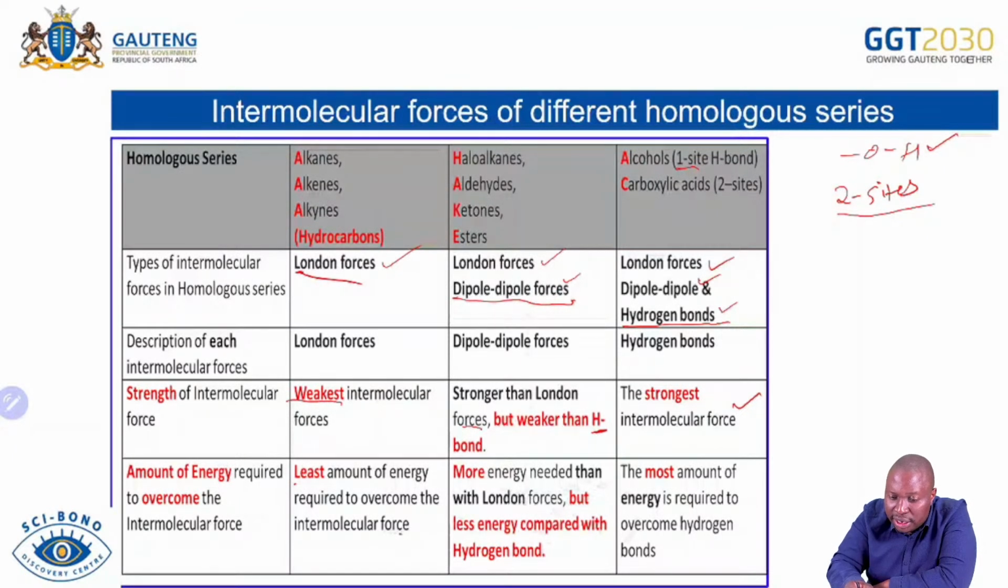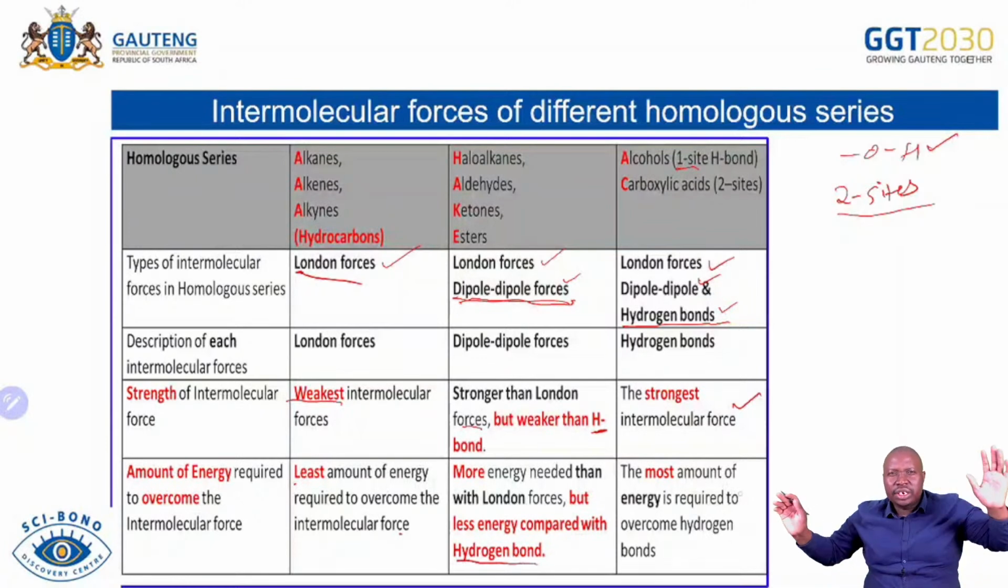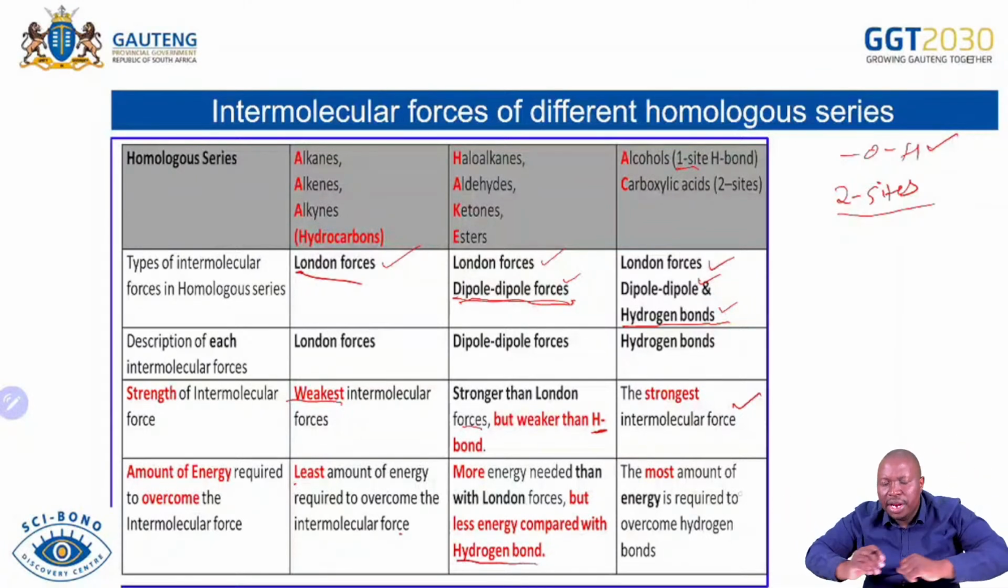More energy is required when it comes to HAKE, which is your haloalkanes, aldehydes, ketones, and esters that have dipole-dipole. You will need more energy than London forces, but you will need less energy when you compare it to hydrogen bond. I hope you get that. And lastly, we're saying the most amount of energy is required to overcome hydrogen bond. So hydrogen bonds require more energy.